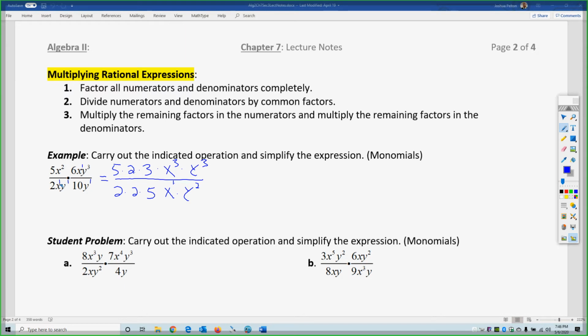Okay, now we can cancel. Cancel, cancel, cancel, cancel. So we have 3 over 2 numerically left. x to the third over x to the first is x squared, and y to the third over y squared is y to the first. Make sure those are in the numerator because it's the quotient rule for subtraction. So that's what we did with monomials in Algebra 1 as a review. Please try the Algebra 1 review problems below. Pause the video.